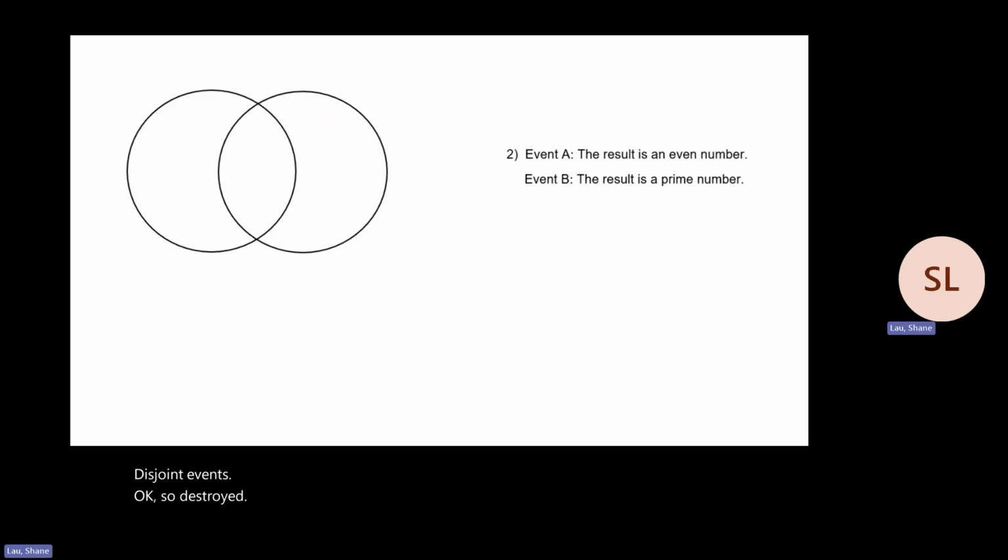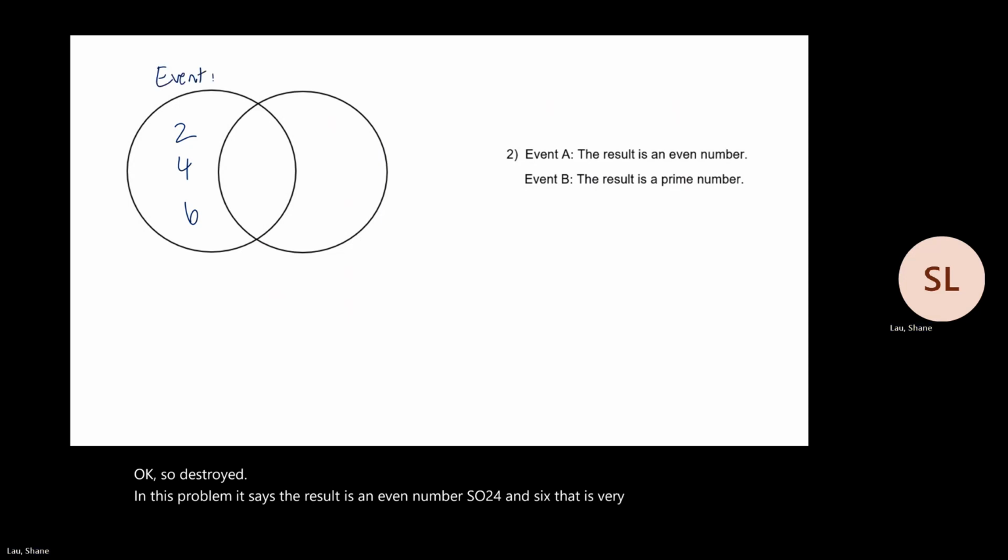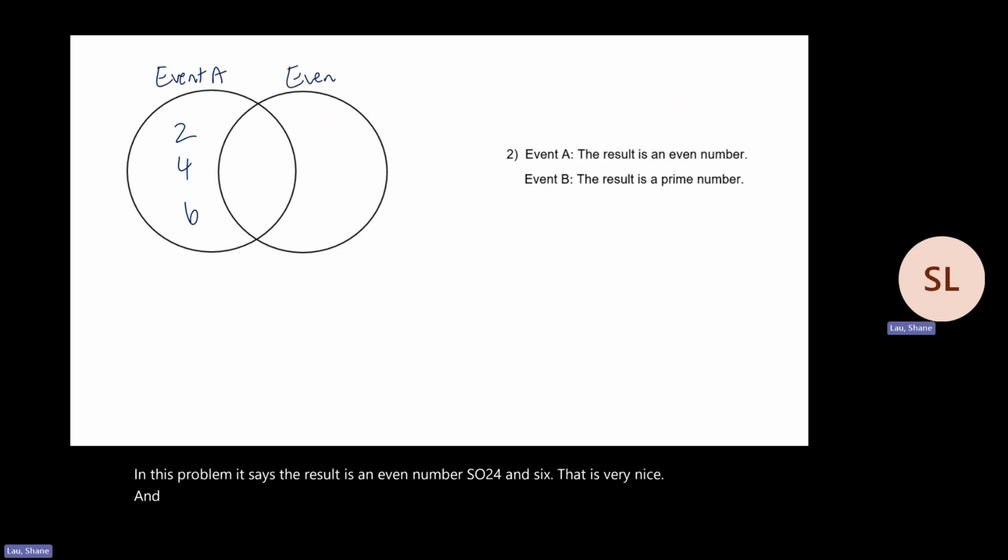You can keep going. In this problem, it says the result is an even number. So 2, 4, and 6. That is our event A. And then our event B. Event B says the result is a prime number.